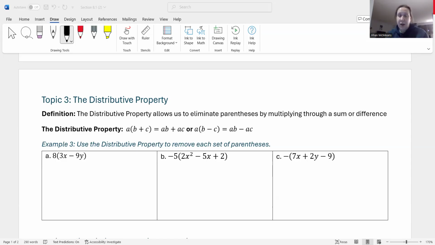It's just kind of like, yeah, but it's really, really powerful now. So, even if you've seen this before, we really need to see it again with algebra. Okay, so the distributive property is super, super important. It allows us to eliminate parentheses by multiplying through a sum or a difference. And if you don't have variables, it's not really a big deal.